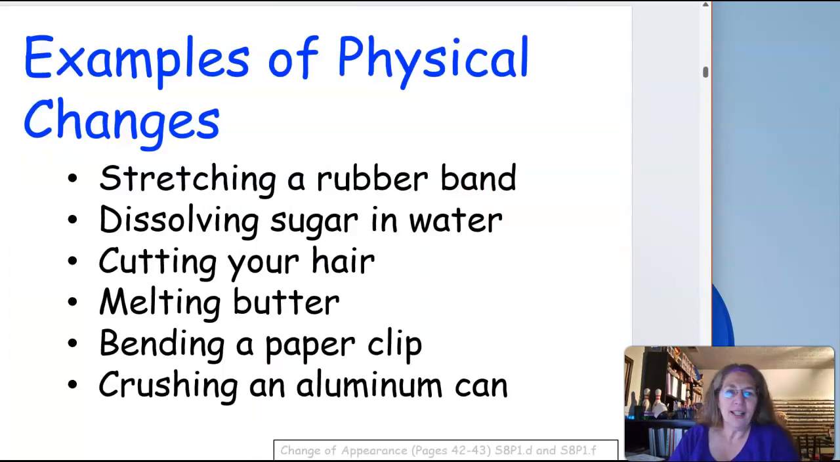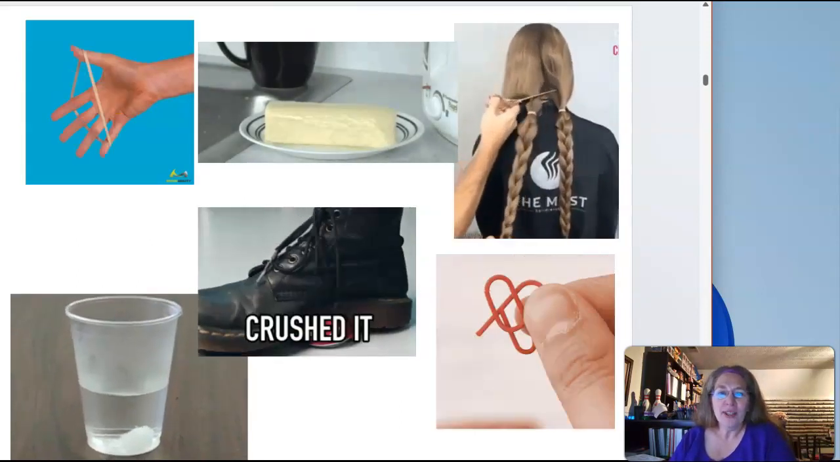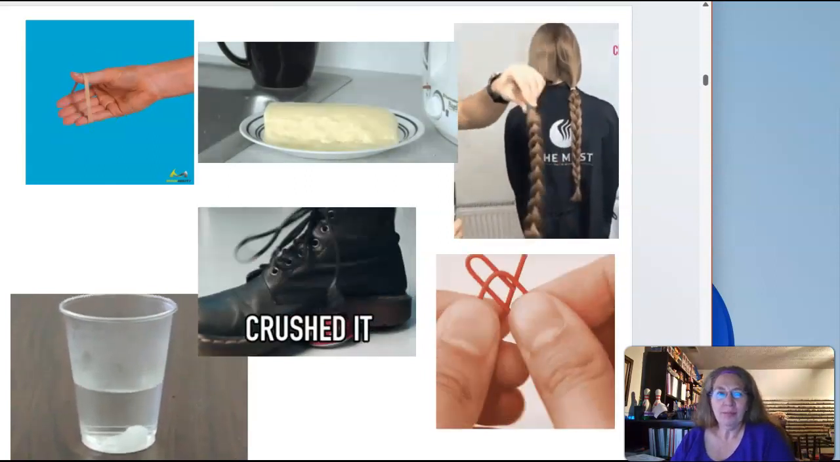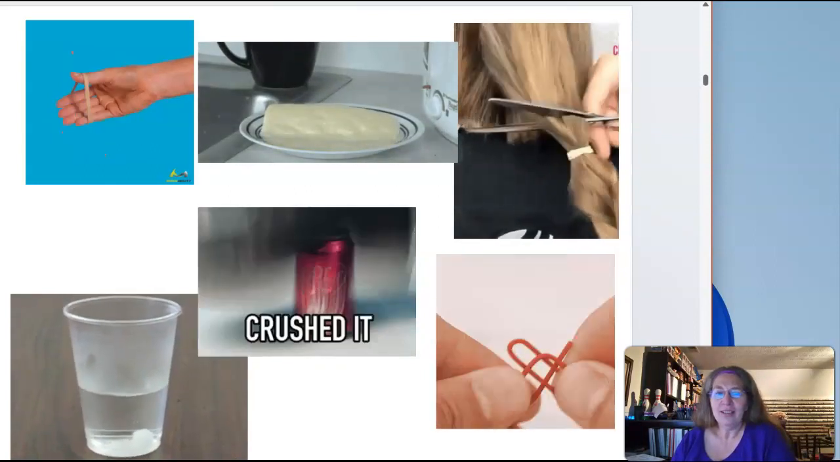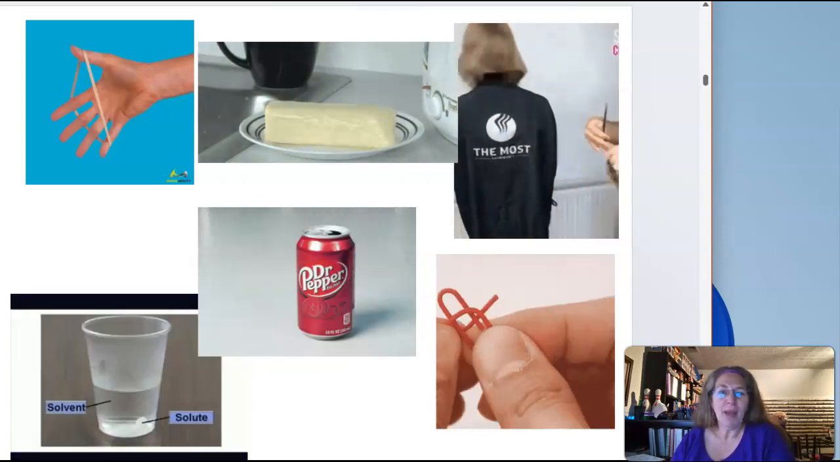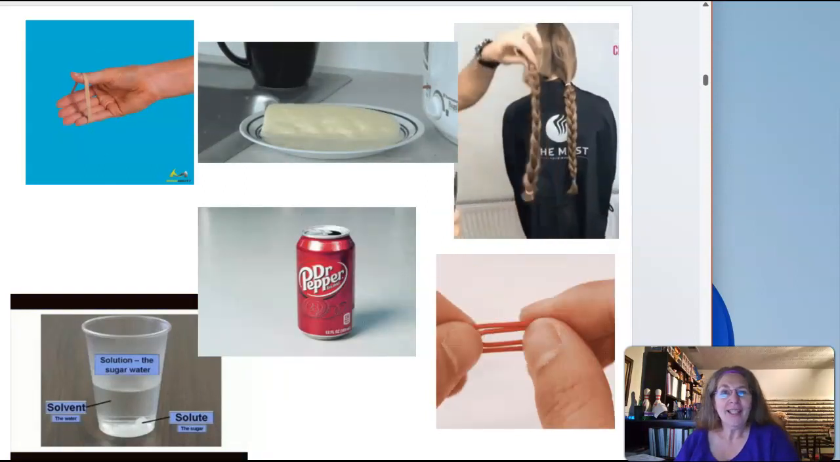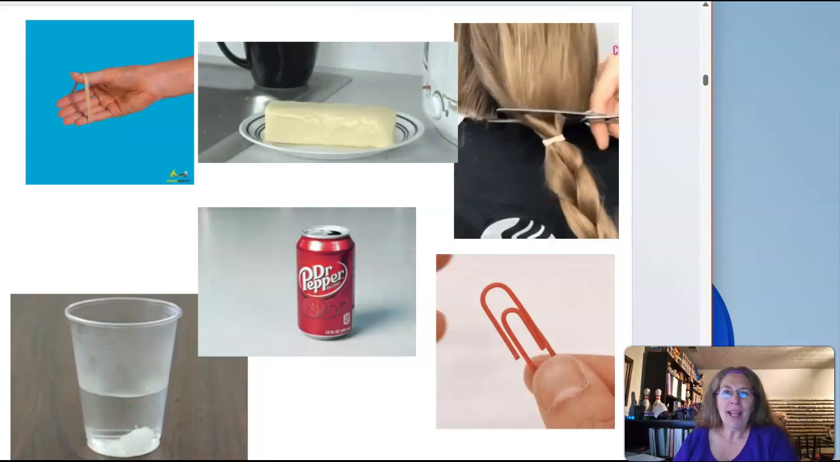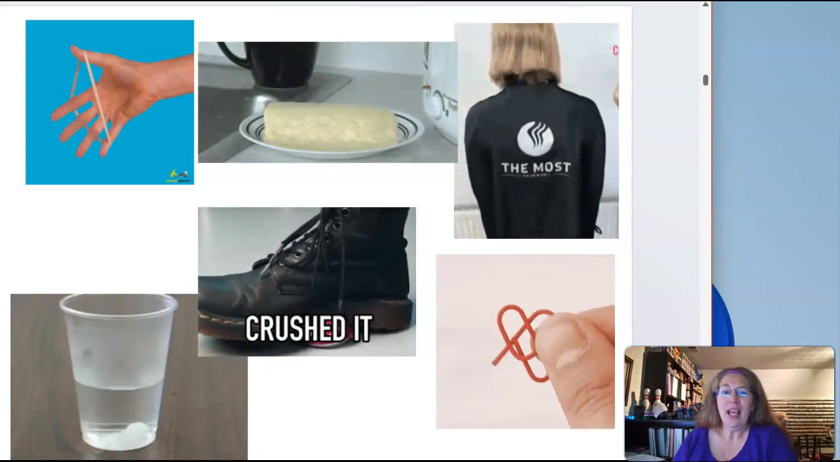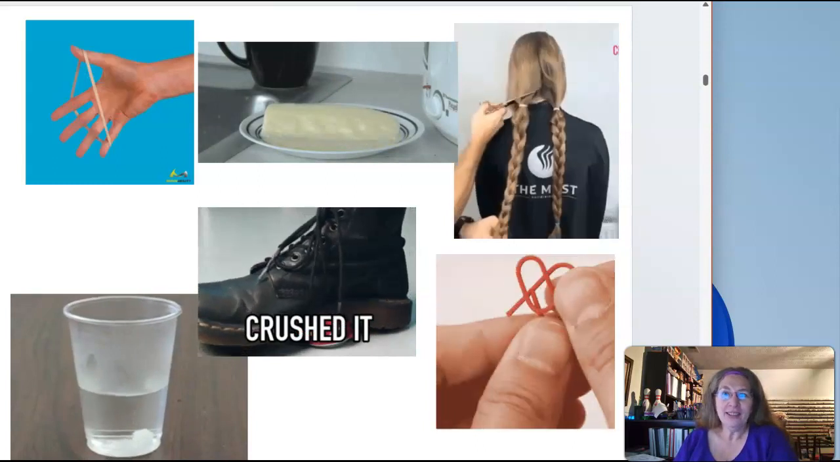Some other examples of physical changes: stretching a rubber band, dissolving something, cutting your hair, melting butter, bending a paper clip, or crushing an aluminum can. All of these are examples of physical changes. Each of the substances are the same after the change. They do not change identity. Melted butter is still butter. A crushed Dr. Pepper can is still a Dr. Pepper can. A bent up paper clip is still a paper clip.